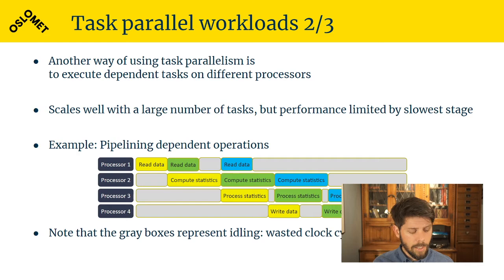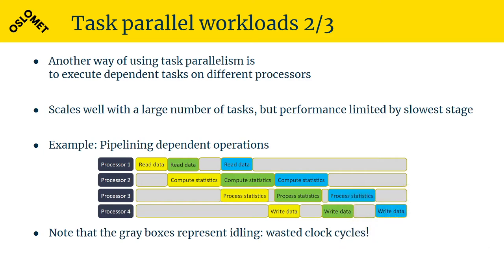Now here is another way of doing task parallel workloads, and that's pipelining dependent operations. So you pipeline this into the following example, where you first read some data on processor 1, you compute some statistics on processor 2, write some statistics and write some data. And by doing that, you're able to overlap more of the operations. So you see that as we go along, more and more processors are actually working simultaneously.